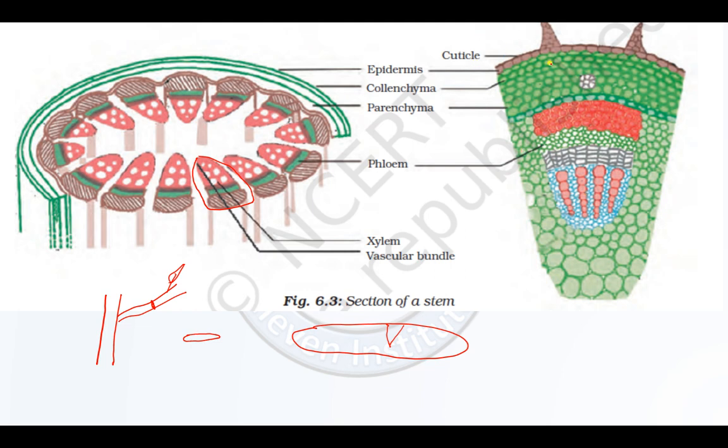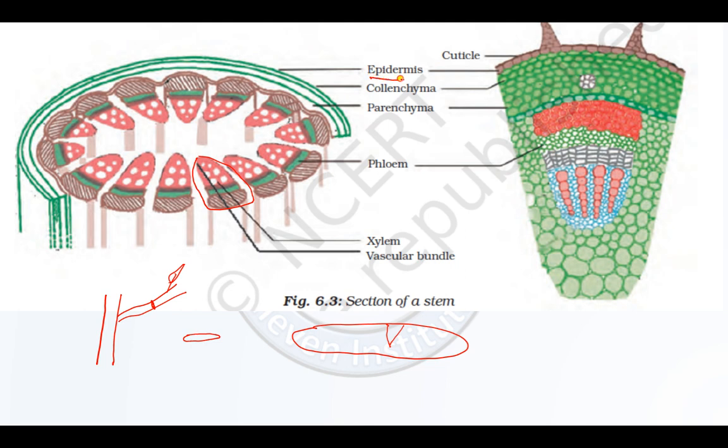Now we can see there are different types of tissues present over here. There is the outer covering cuticle, epidermis, collenchyma, parenchyma. There is phloem over here, and there is xylem over here. These are the xylem, these are the phloem. So different types of tissues are present. Definitely, the epidermis, collenchyma, and parenchyma are present on the outer side, while xylem and phloem are present on the inner side. They are given a definite role, and based upon that, they have a specific place in the parts of plants.